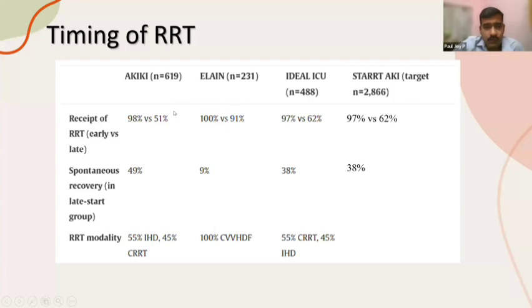Now, in all these studies, one thing to be noted was in the delayed arm, there were some patients who recovered spontaneously without dialysis. In the AKIKI study, 49%, and in the STARRT-AKI study, which included around 2,900 people, around 38% did not require dialysis. So early dialysis initiation can lead to dialysis in certain patients who might not have required dialysis.